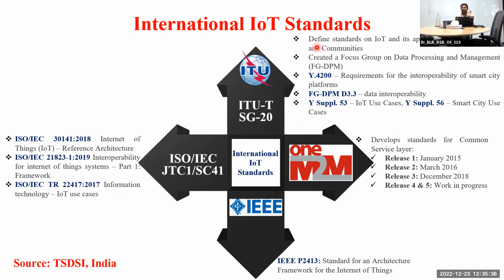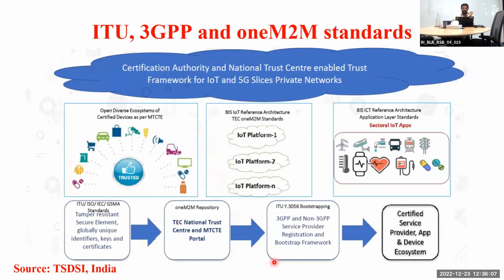Okay. For example, you can see here defined standards and applications for smart cities and communities. If you want to know about IoT applications in smart cities and communities, you can very well go and refer to the ITU books. Some of these are standard documents. Similarly for oneM2M, I think it was developed in India. Some of the releases are going on, and the IEEE is also doing some standards on the architecture framework for the Internet of Things.